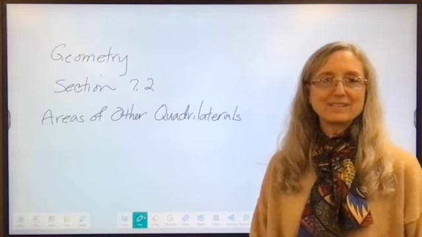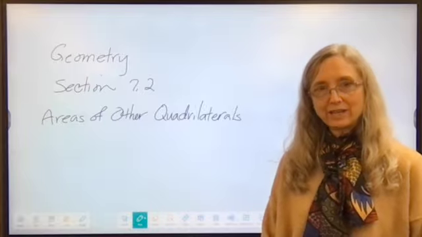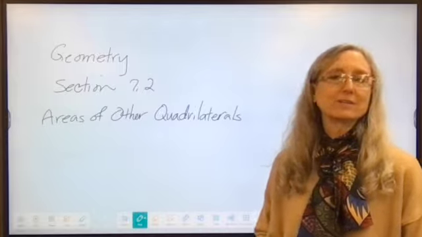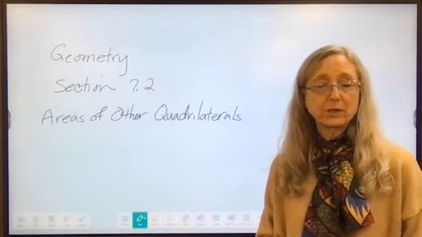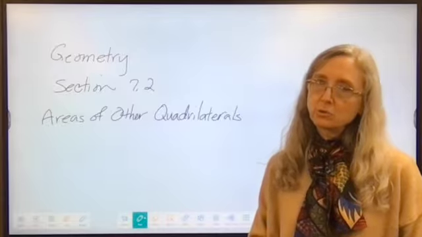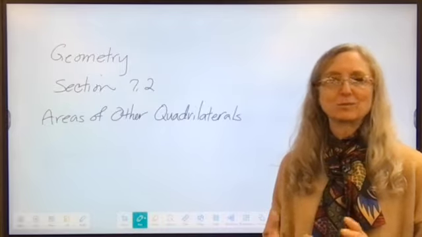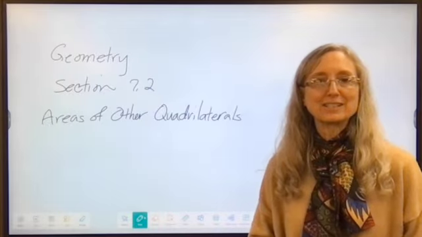Hi everyone, this is the video on section 7.2 for geometry. We're dealing with areas of quadrilaterals. These are the other quadrilaterals, not rectangles or squares or parallelograms, but a little more complex ones, such as trapezoids, kites, rhombus, that kind of thing. So that's what this section is going to be all about.